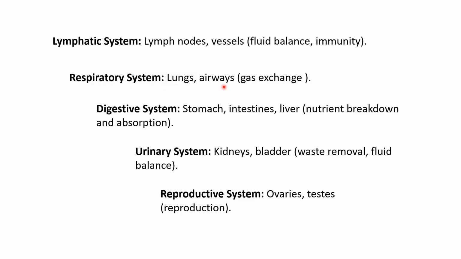mainly the lungs and airways, and their main function is for gas exchange, that is removal of carbon dioxide and taking in oxygen. Digestive system, which has mainly the stomach, intestines, and the liver, and their main function is for nutrient breakdown and absorption. Urinary system, which has the kidneys and the bladder, and the main function is for waste removal and fluid balance. Reproductive system, which has mainly the ovaries and the testes, and the main function is for reproduction.